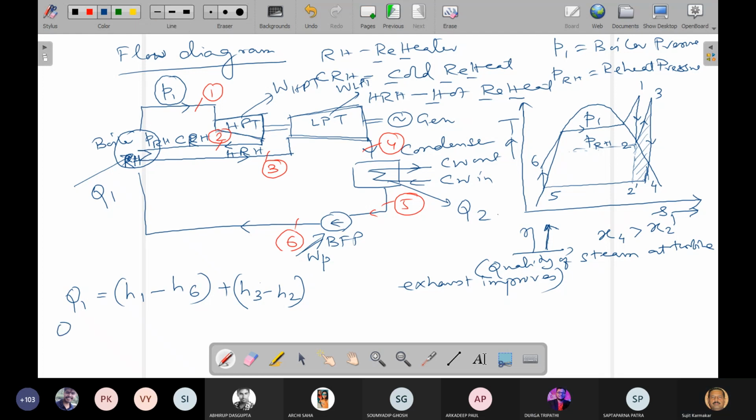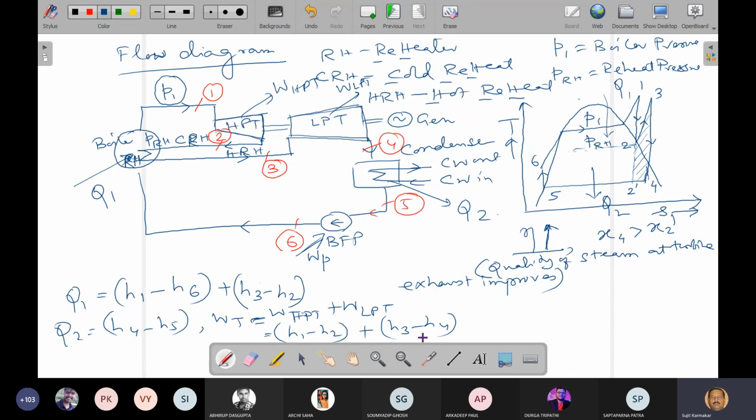So what is Q2? Condenser part. Q1 is as above. Q2 is equal to H4 minus H5. And what is WT? WT means high pressure turbine work plus low pressure turbine work. So the high pressure turbine, what is the value? It is H1 minus H2 plus H3 minus H4. Now what is the last part? What is the WP? Pump work. H6 minus H5.